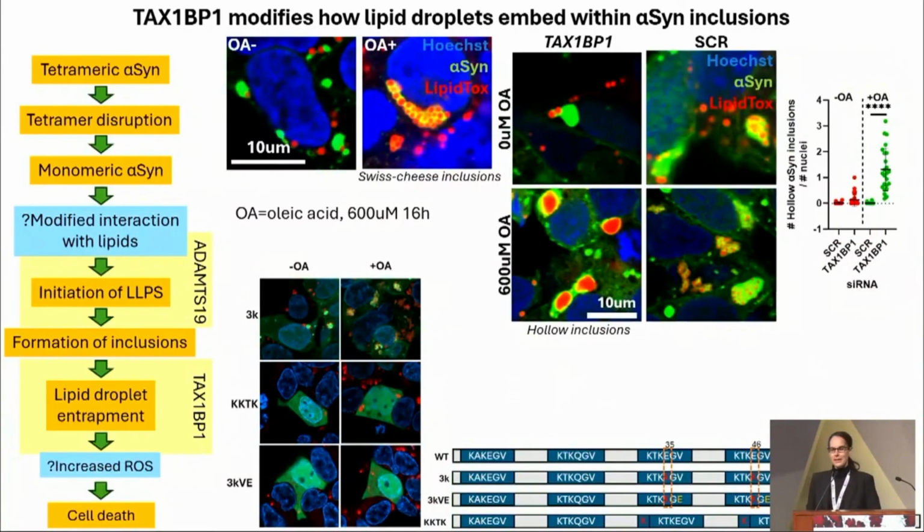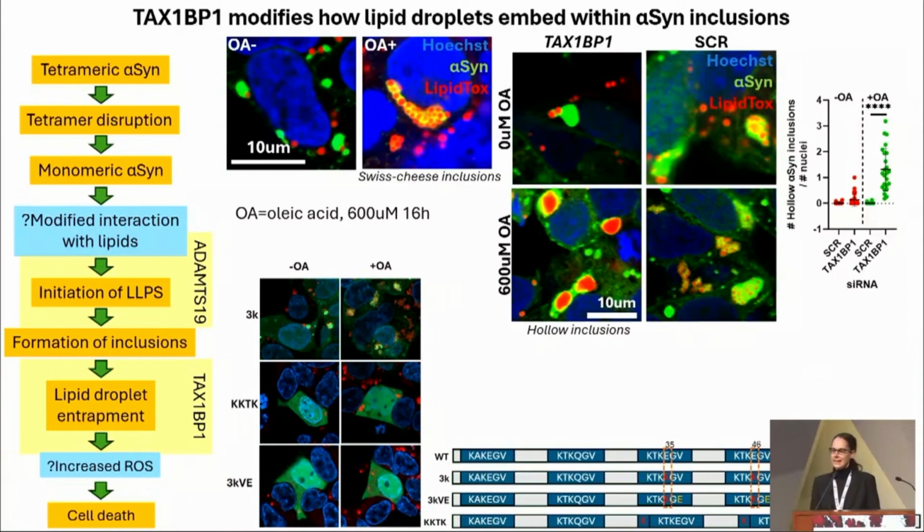Since we got interested in lipids, and since we know that the brain is the second most lipid-rich organ after the adipose tissue, we wanted to simulate a lipid-rich environment in tissue culture. To achieve this, we treated the cells with a compound called oleic acid, which increases the contents of neutral lipids in the cells that form a higher number of lipid droplets. Surprisingly, we found that these lipid droplets embed themselves within synuclein inclusions, and they make them have a Swiss cheese appearance.